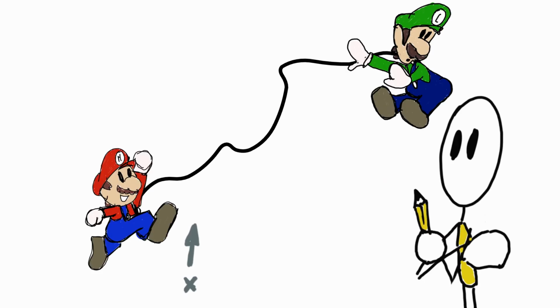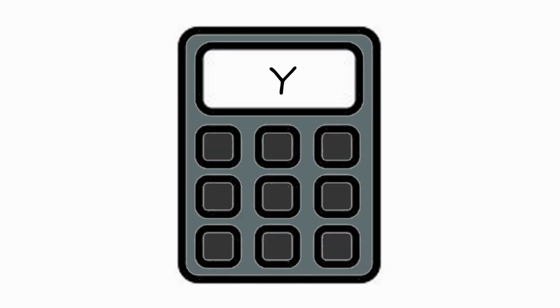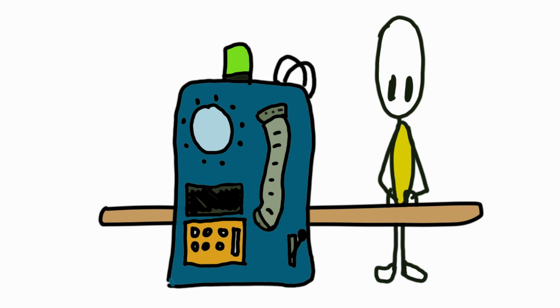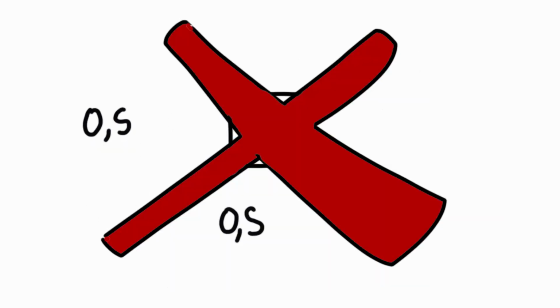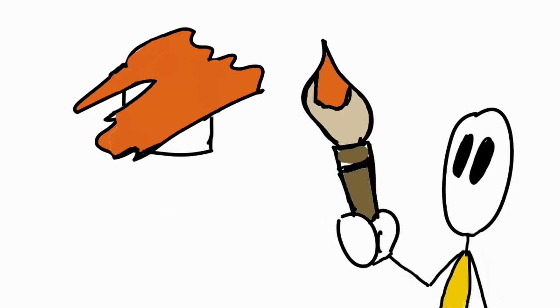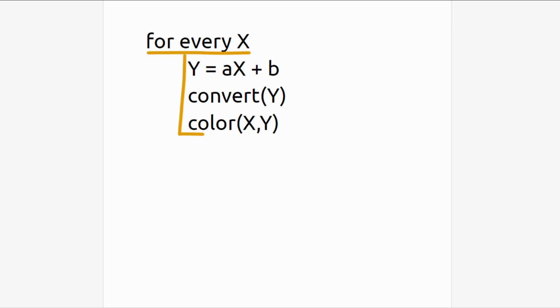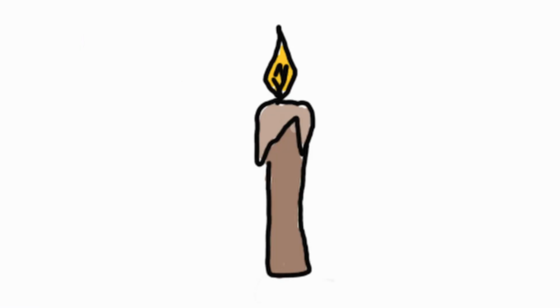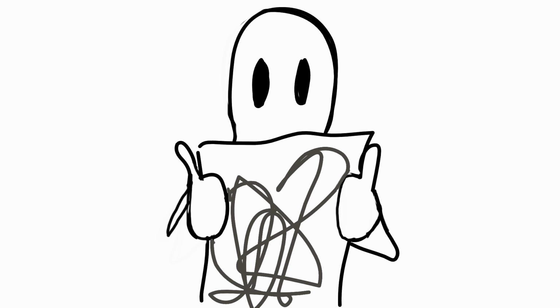Then we are going to iterate over every x between Mario and Luigi, and for every x we calculate y and convert this to an integer, because there is no pixel that has a decimal number in the coordinates. Then we color the pixel. Now this algorithm looks like this. For every x between Mario and Luigi, y is ax plus b, convert y, and color the pixel. There you go, that's my algorithm. Okay, that's not a good algorithm. No, this is not an efficient algorithm, but it's an algorithm.